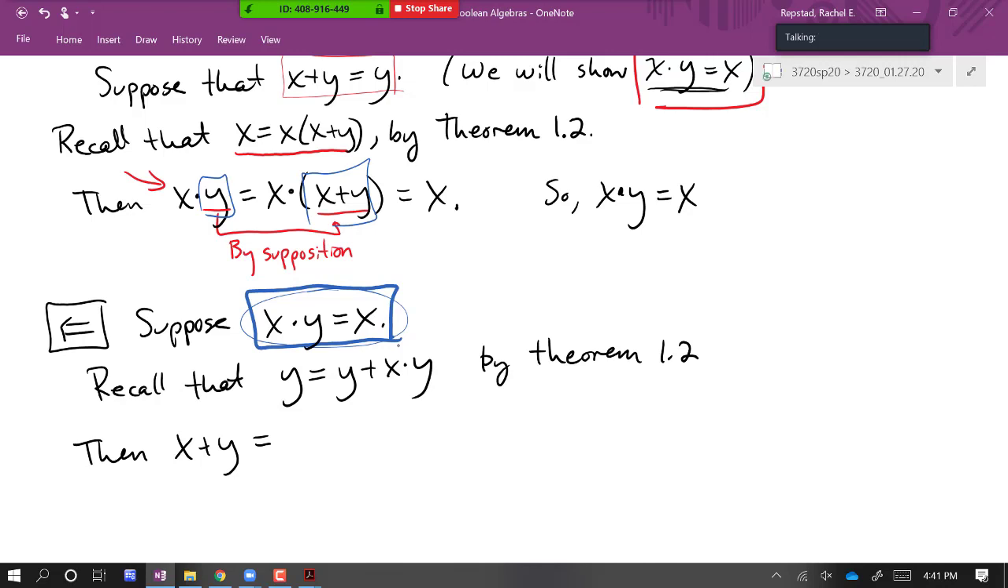We can do x times (x plus y)? Yeah, so what am I substituting that in for? For the x on the right side. Well, yeah, we could, but I'm looking specifically for a place to use this equation that we've supposed is true.